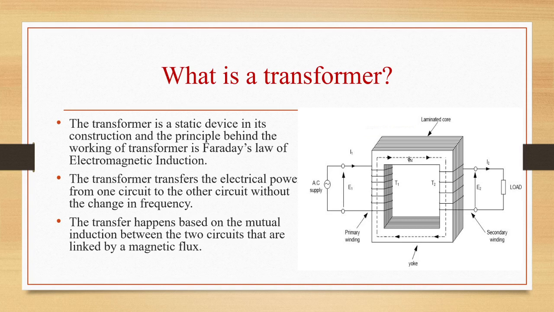So transformer is a static piece of apparatus by means of which electrical power can be transferred from one circuit to another circuit without changing the frequency. So frequency will be same here, but we are transferring the electrical power. We can say it as voltage also or power. So we are transferring the electrical power from one circuit to another circuit, and the frequency will be same. Transformer can increase or decrease the value of voltage, but with a corresponding increase or decrease in the value of current.